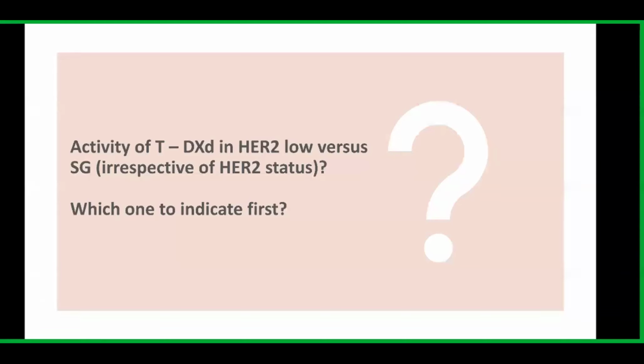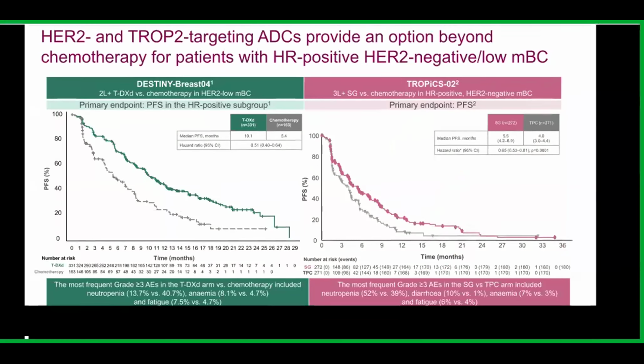So what about the other options we have? Dr. Namrata, apart from T-Dxd, chemotherapy, and the targeted agents for PIK3CA, mTOR inhibitors, what are the new drugs? Can we have your inputs on sacituzumab?